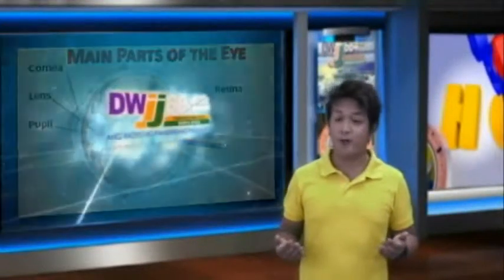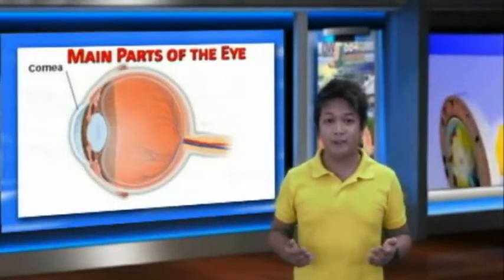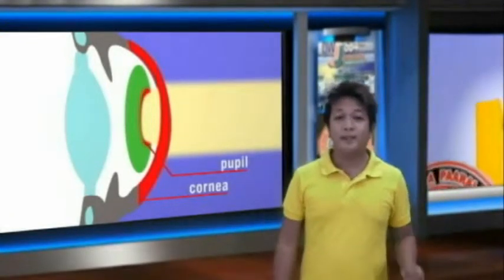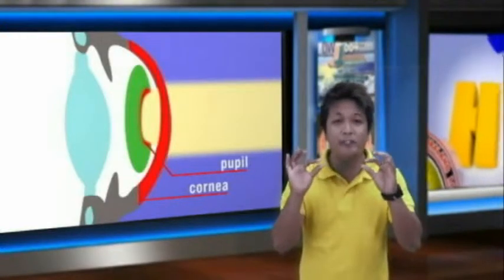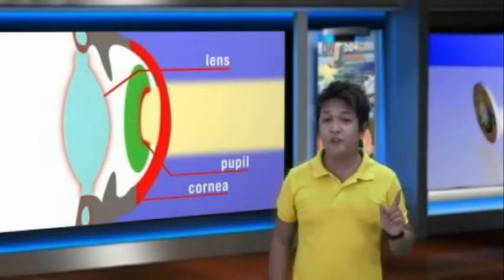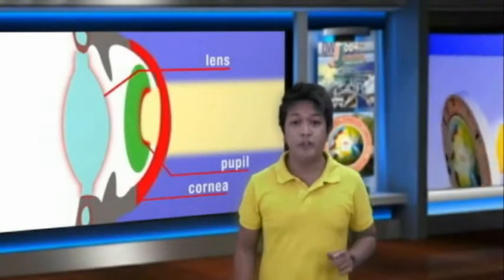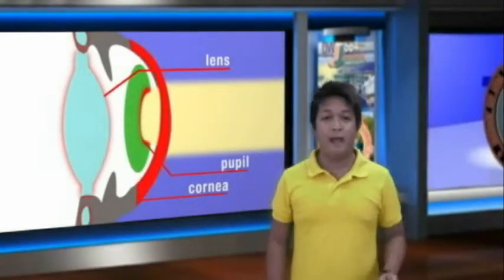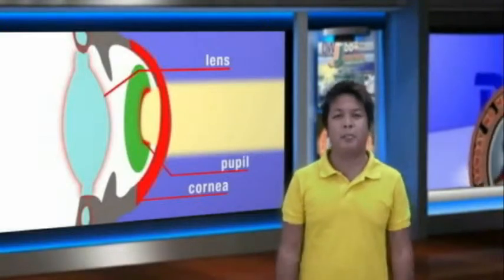Cornea is the outer lens of the eye that filters the light. Light passes through the cornea and reaches the opening called pupil. The pupil is a small opening between the cornea and the inner lens. The main function of pupil is to control the amount of light that will pass through the lenses.